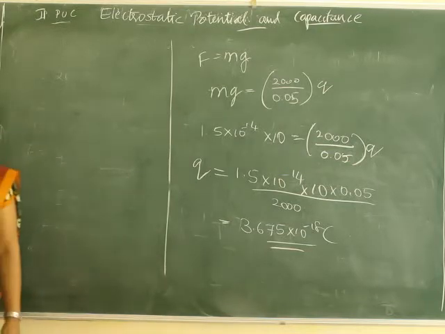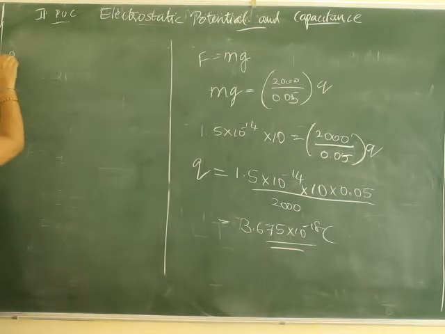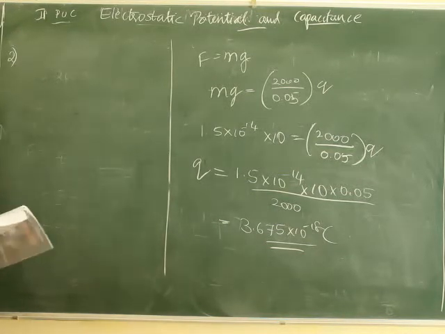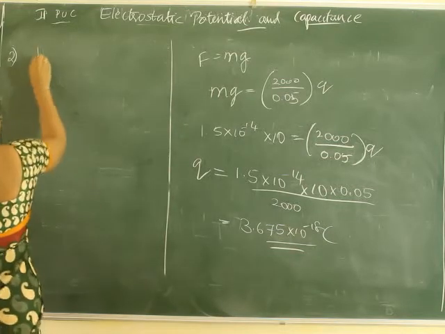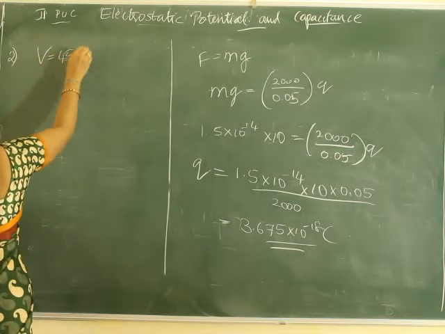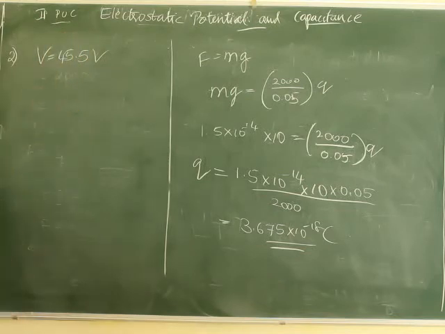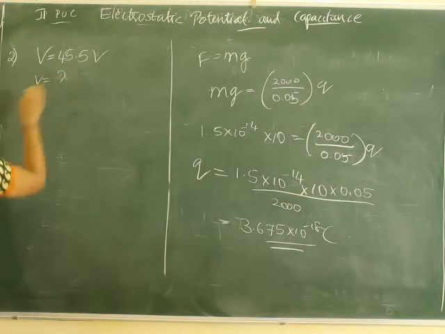An electron is accelerated through a potential difference of 45.5 volt. What is the velocity acquired by it? They did not give you any other values. You have to directly calculate what the velocity acquired by it is when it is accelerated through a potential difference of this much.